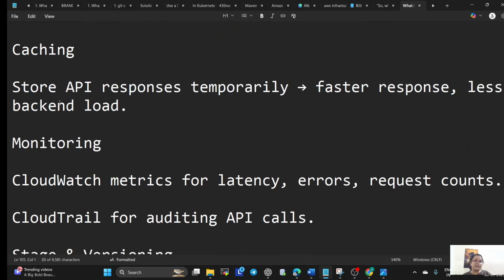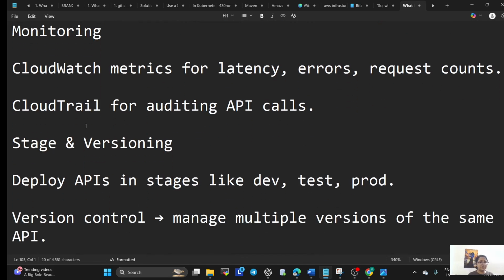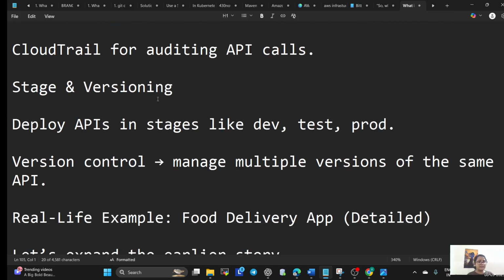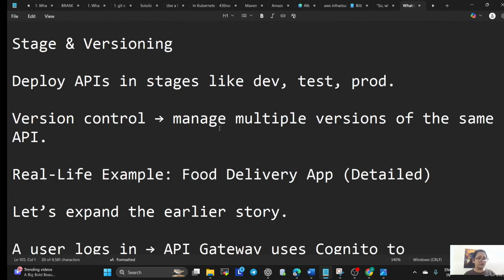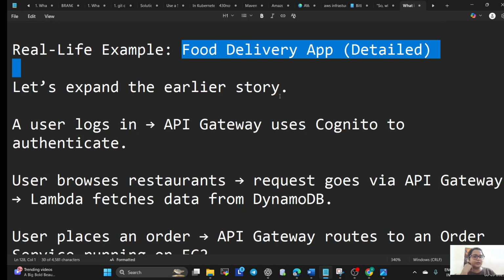And caching, like storing API responses temporarily, for faster response and lower latency. Monitoring also, I told you, via CloudWatch it monitors latency. That we'll discuss. CloudTrail for auditing APIs. Stages and versioning, that is, deploy the API in stages like dev, test, prod, and version control is also there. So see, that is what we have discussed here, I have just written. Let's explain the earlier story.